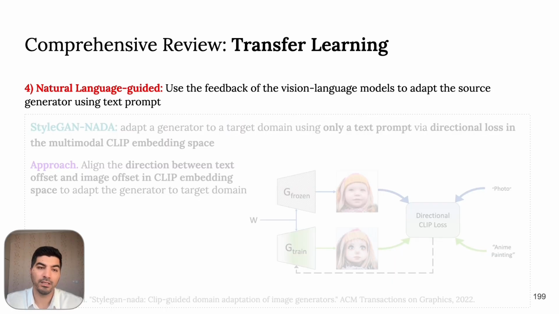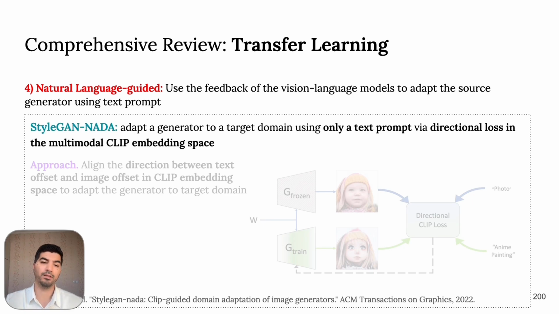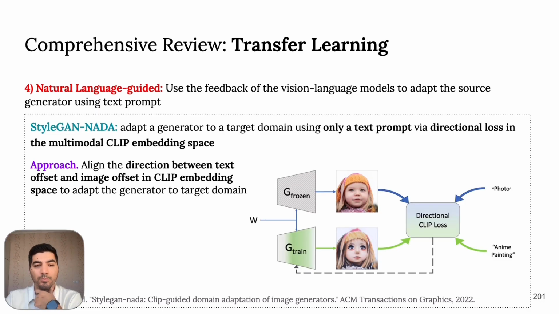Next subcategory is natural language guided, and approaches within this subcategory use the feedback of the vision language model to adapt the source generator using a text prompt. As an example, we have this work, StyleGAN-NADA, which adapts a generator to a target domain using only a text prompt. And they do it by leveraging the CLIP embedding space.